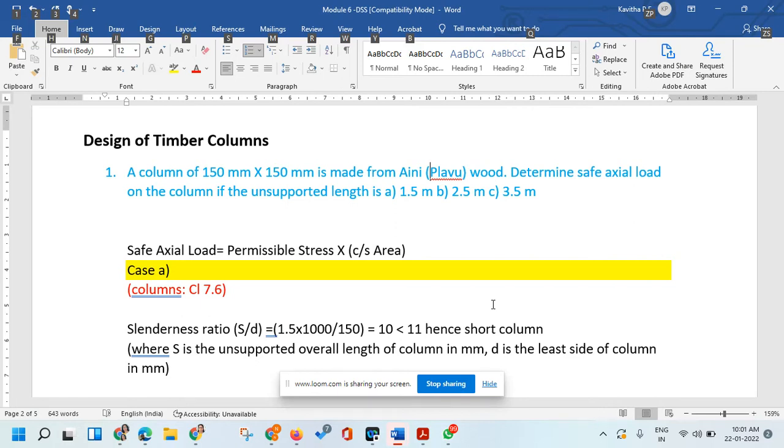Today we will discuss how timber columns are designed. The whole procedure will be explained with the help of a few problems. The first problem is to calculate the safe axial load.